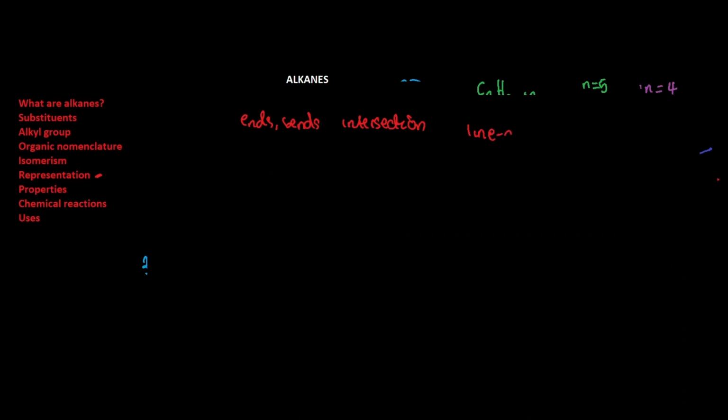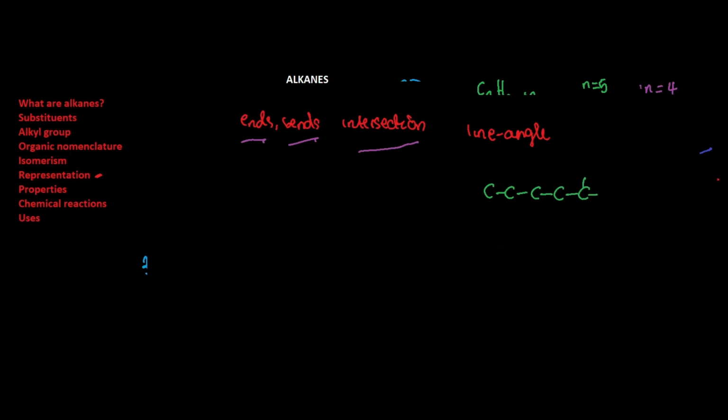Now the skeletal formula is also called the line angle formula. It makes use of lines, and whenever we have an end, a bend, or an intersection, these three points represent a carbon atom. So if we have an end, there is a carbon atom there. If we have a bend, there is a carbon atom there, and if we have an intersection, there is also a carbon atom there.